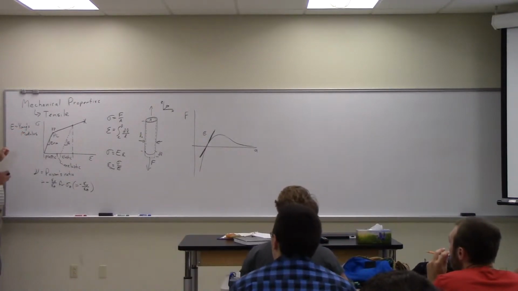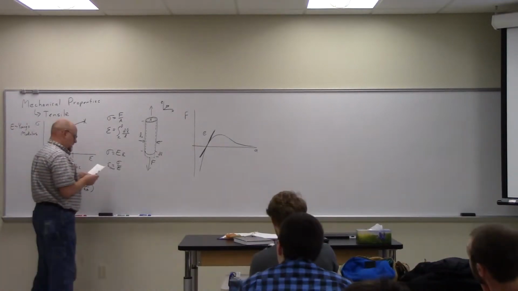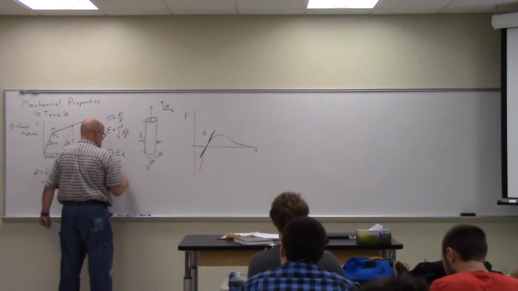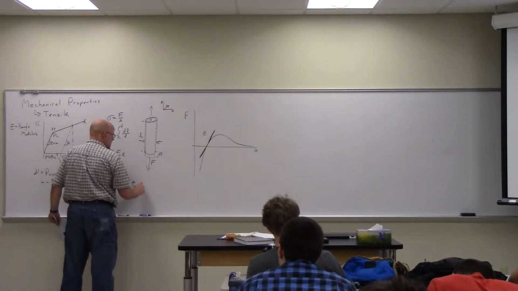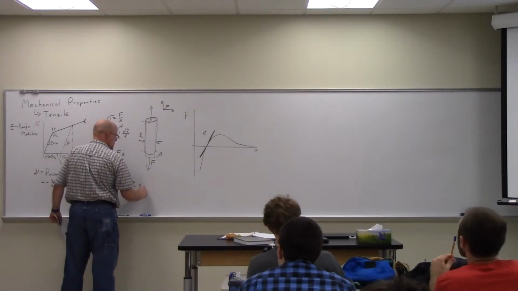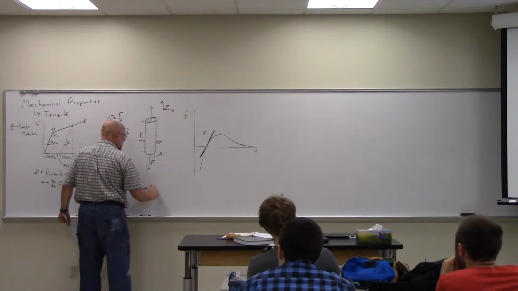Okay. So what we instead typically use for the yield point is the point at which the plastic strain is equal to 0.2%.